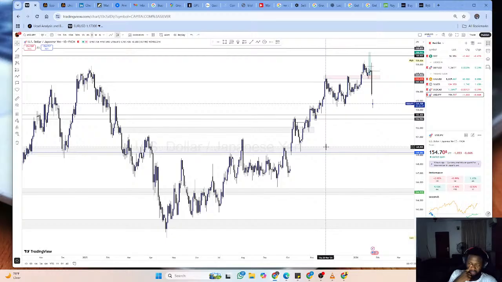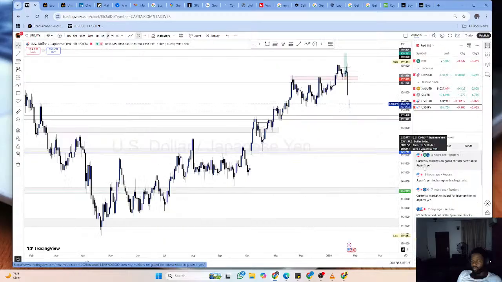What's the Japanese government doing? 'Cause I hear those guys are up to something of late. Intervention in currency market, on guard for intervention in Japanese yen. Japanese yen inches up as trading starts.